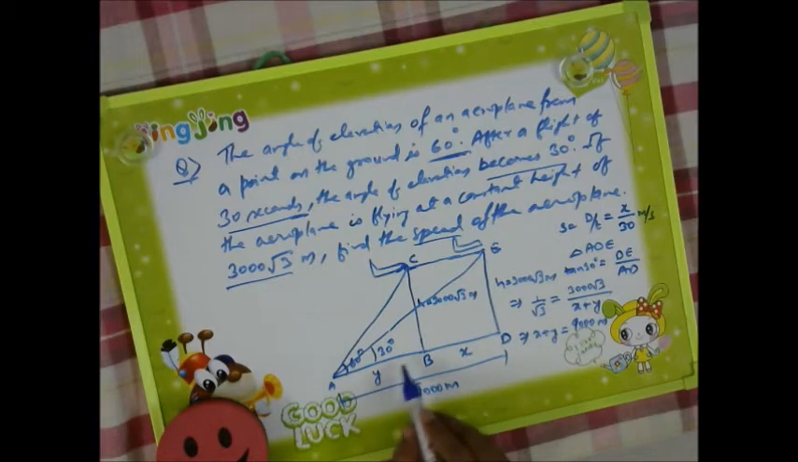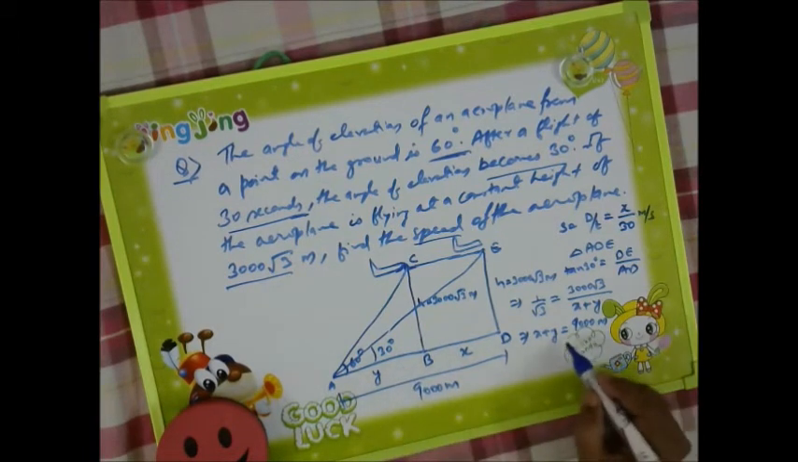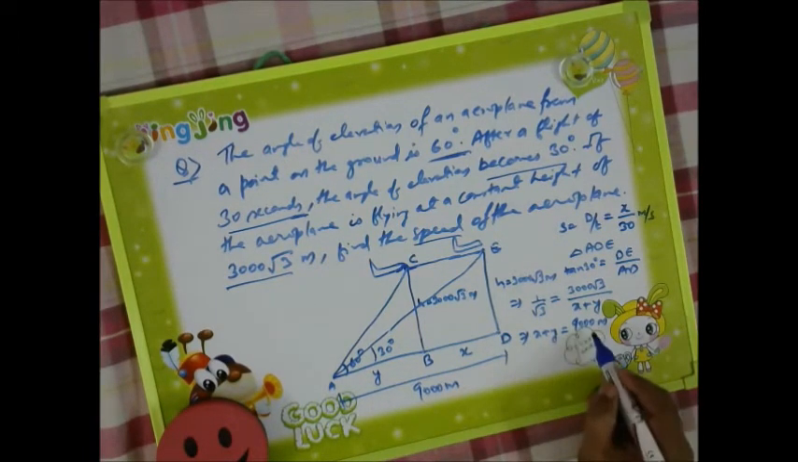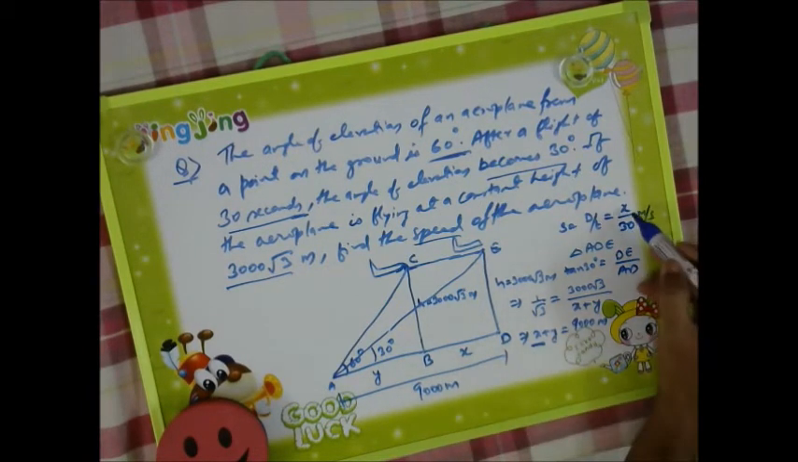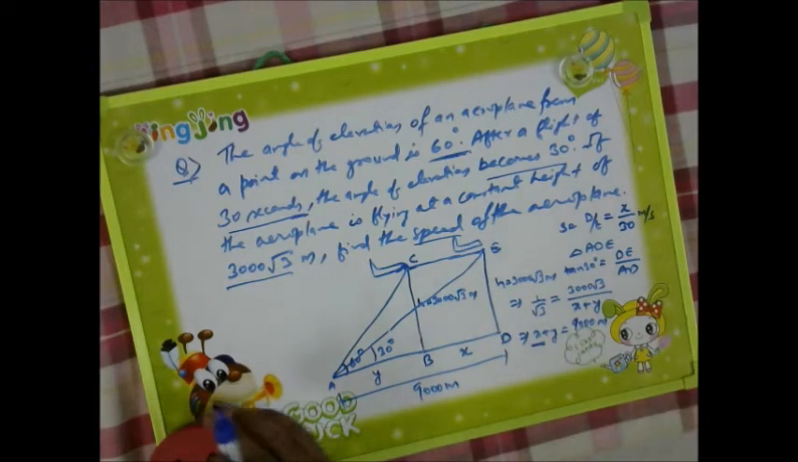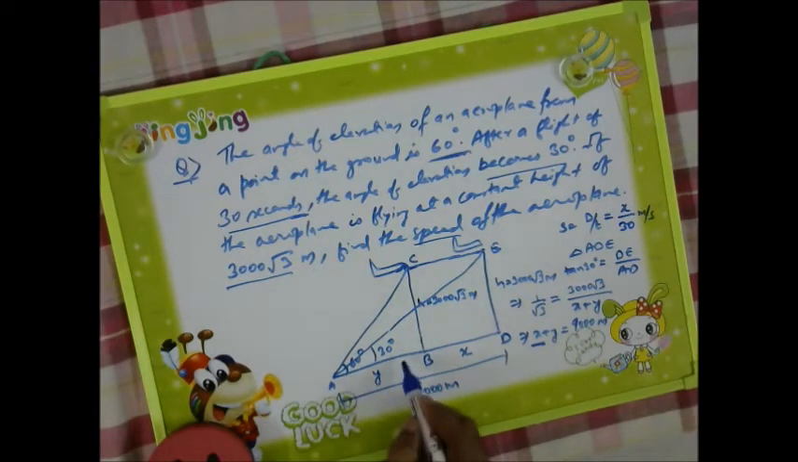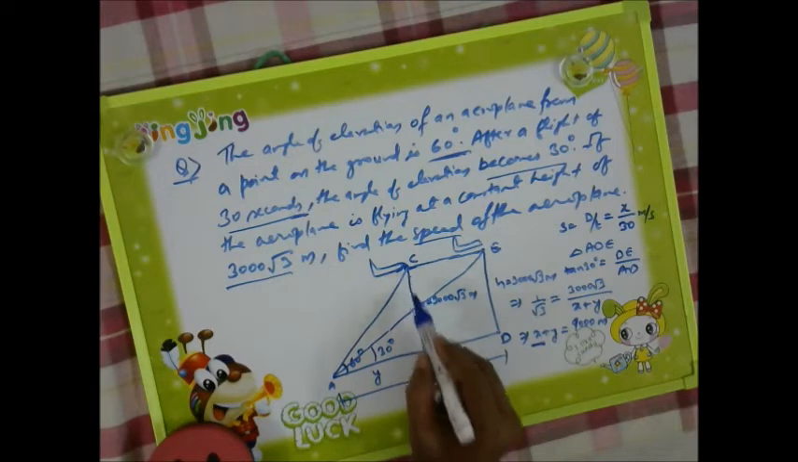Now if we are able to find Y, we will subtract this Y from this 9000, and we will be able to get X, and the value of X we will be putting here, we will be able to find the speed of the aeroplane. Right. So now let us find how we will find Y. So Y will be coming in ABC.